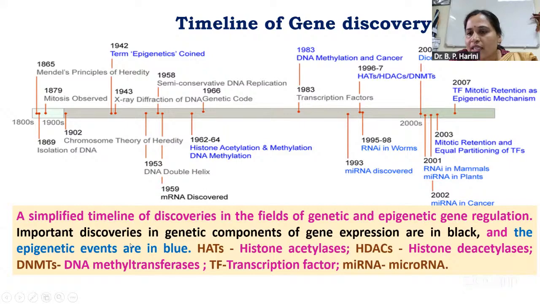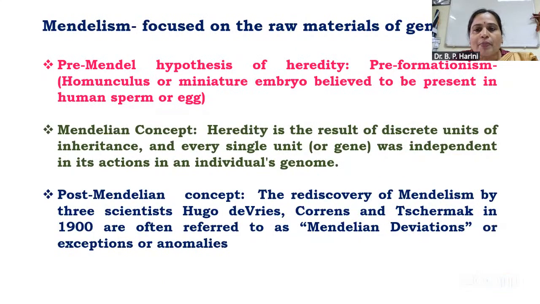the role of microRNAs in cancer, and transcription factors in 2007. Likewise, a lot of things have been discovered, and now we are in the era of histone acetylases, histone deacetylases, DNA methyltransferases, transcription factors, and so on. So Mendelism is mainly focused on the pre-Mendel hypothesis of heredity, the Mendelian concept, and the post-Mendelian concept.